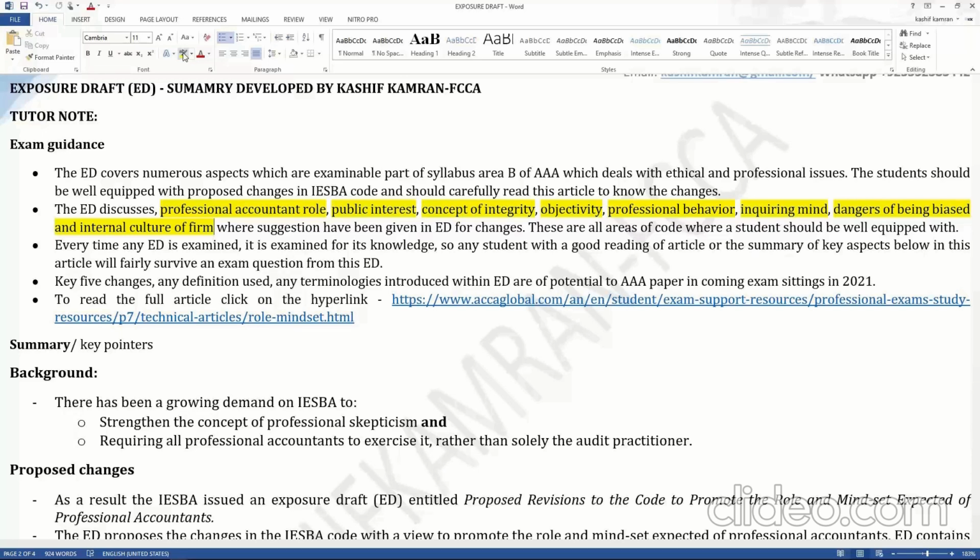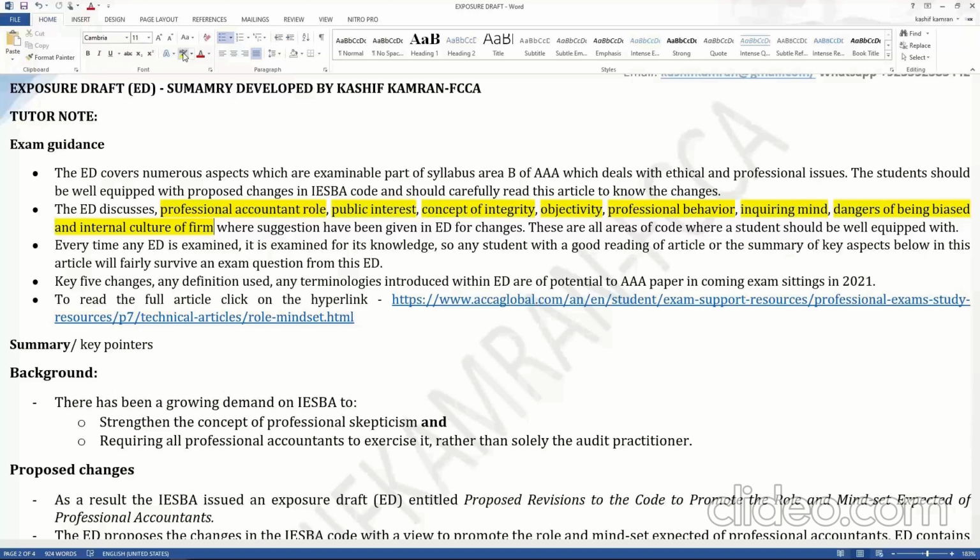Just recap. Number 1, the professional accountant role. Number 2, the public interest. Number 3, the concept of integrity. Number 4, the objectivity. Number 5, the professional behavior. Number 6, the inquiring mind. Number 7, the danger of being biased. And number 8, the internal culture of the firm. So these are the key learnings when you are reading across the 7-page article.